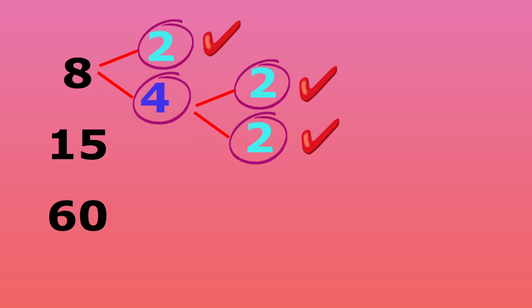Now we just multiply all the primes we encountered. That's 2 times 2 times 2, which equals 8. And we have the prime factorization of 8.